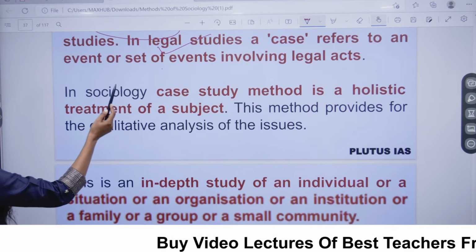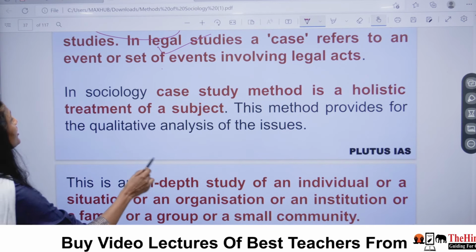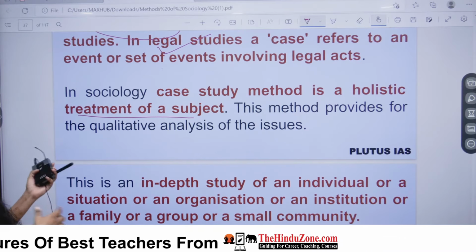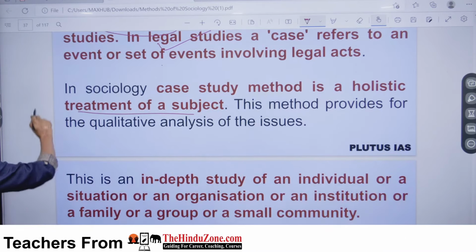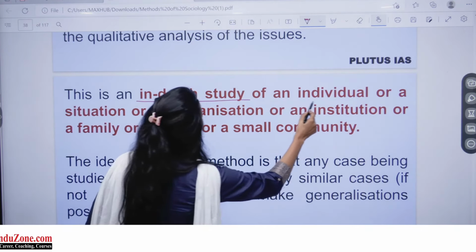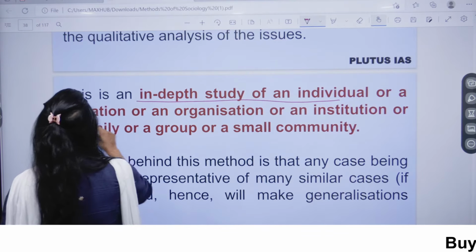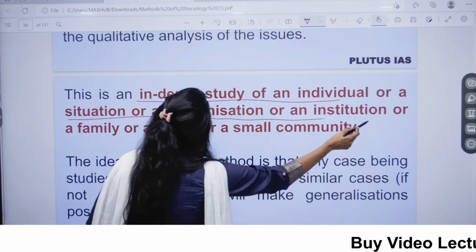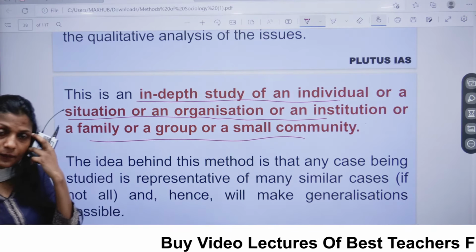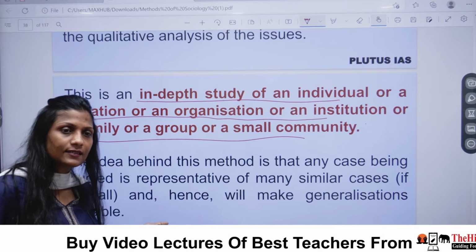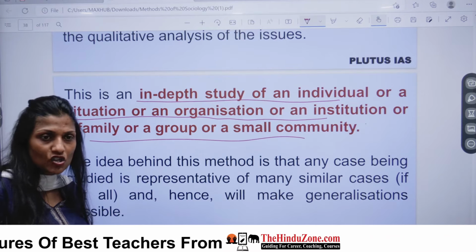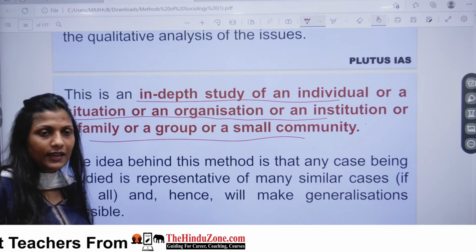The case study method is a holistic treatment of a subject, and here we get too much information, a qualitative analysis of the issue. You can say that the case study method is an in-depth study of an individual or a situation, an organization, institutions, a family, or a group or small community. In legal studies we bring a lot of detailed information, and it happens with case studies too.